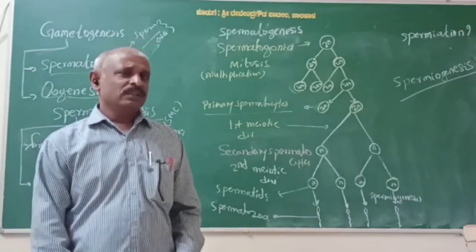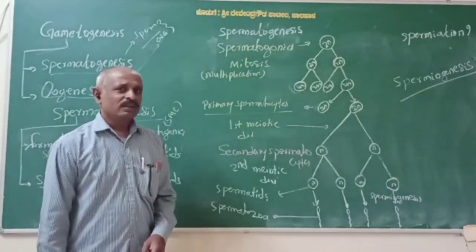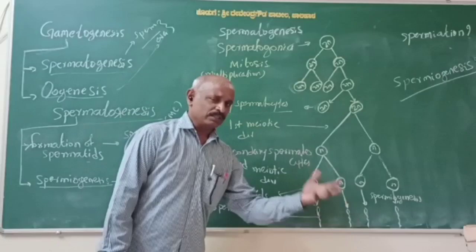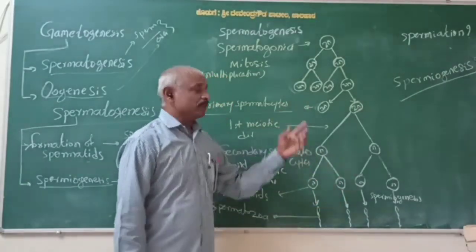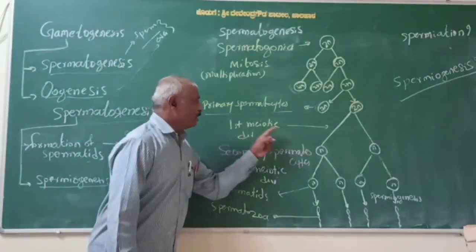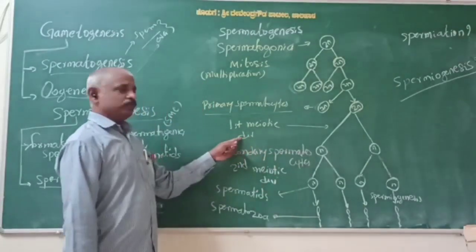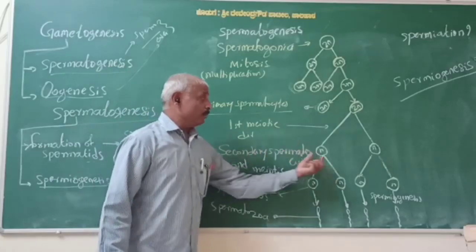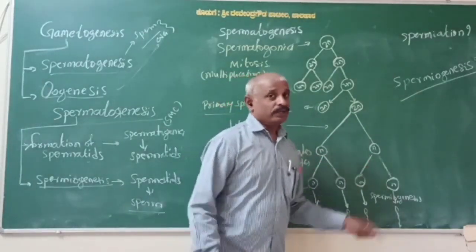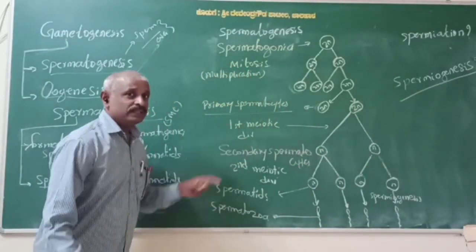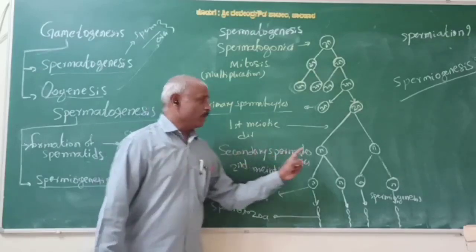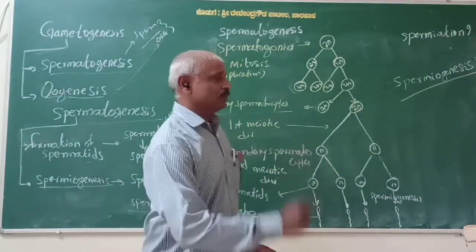What is a spermatocyte? A spermatocyte is the cell that produces the sperm, the sperm mother cell. The primary spermatocyte is the first one. This primary spermatocyte undergoes the first meiotic cell division and produces, see here, this is the important stage, the diploid gets converted into haploid. Remember, the primary spermatocyte is the diploid one, and after the first meiotic division we get secondary spermatocytes, which are haploid cells.